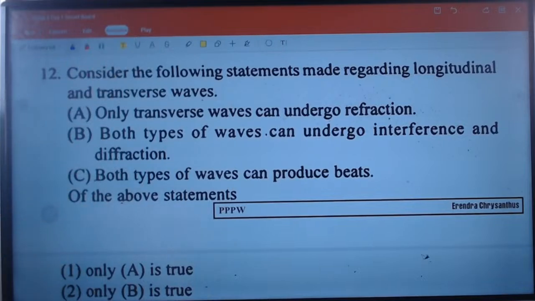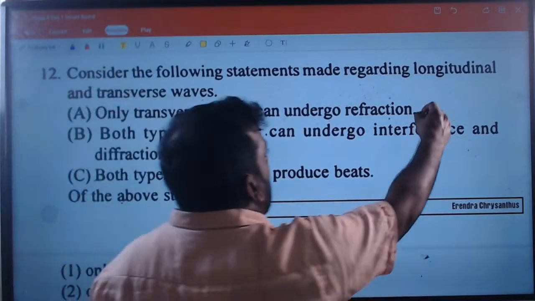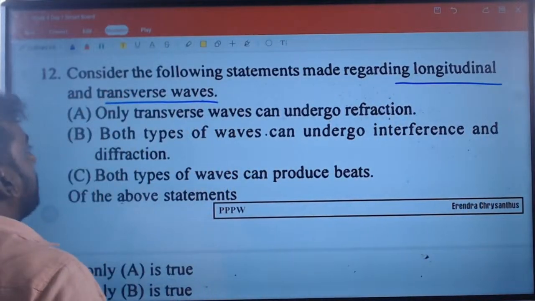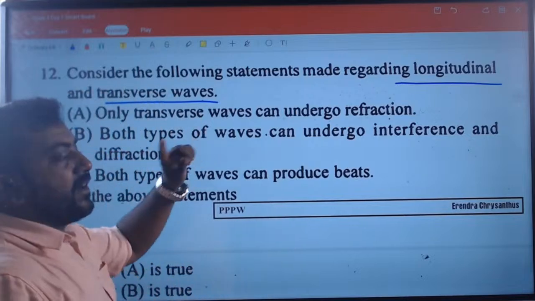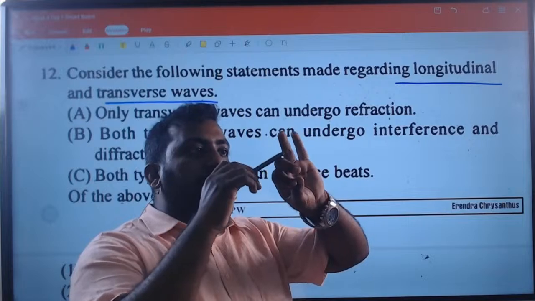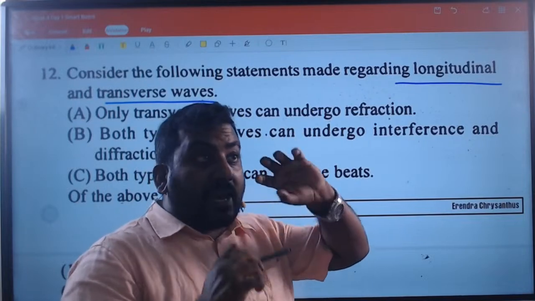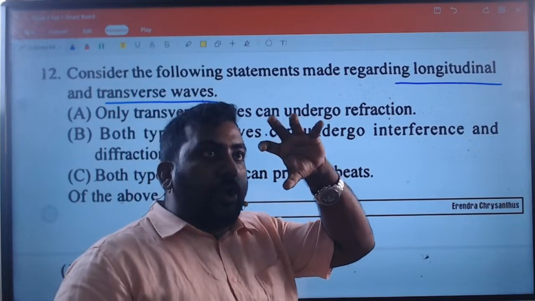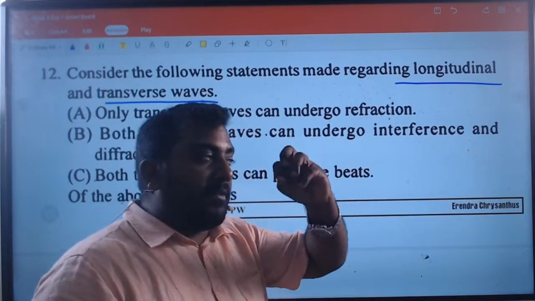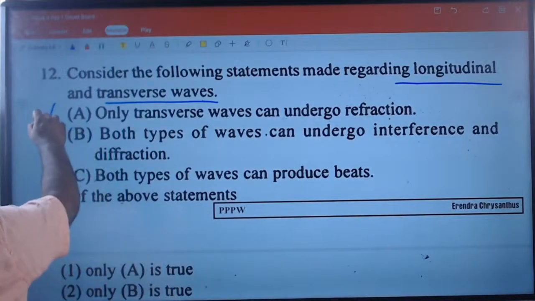Consider the following statements made regarding longitudinal and transverse waves. Only transverse waves can undergo diffraction. Wrong. Reflection, refraction, diffraction, interference. Polarization is also a property. Longitudinal waves don't undergo only polarization; everything else they undergo. So statement A is wrong.